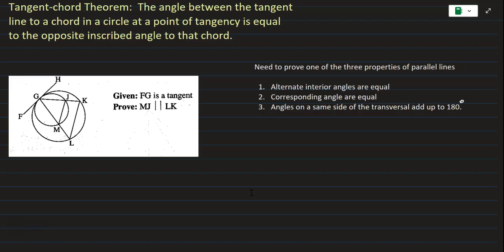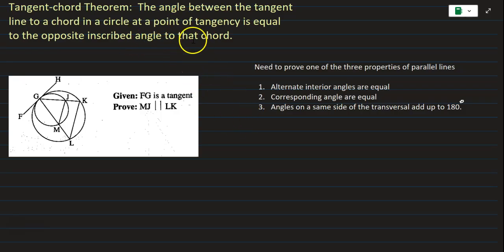Here is a question, a Euclidean geometry question. We need to prove something using the tangent-chord theorem, and to prove that two lines are parallel, we need to prove one of the three properties of parallel lines. I wrote the three properties down here for you to review, and I also wrote up the tangent-chord theorem for you to review.